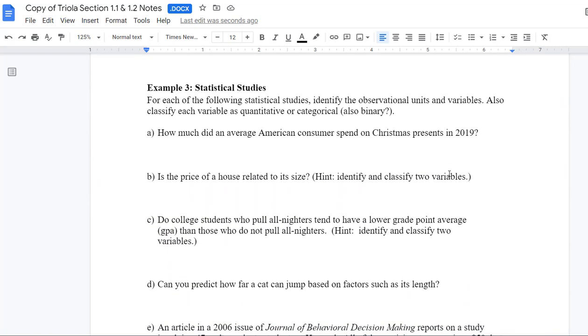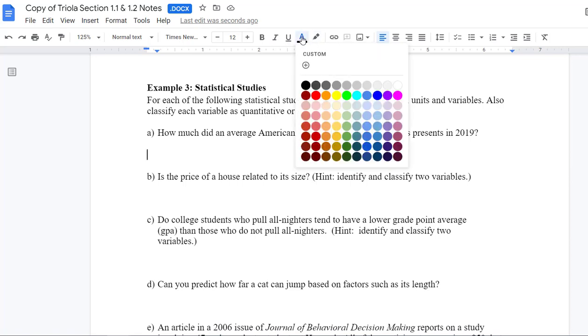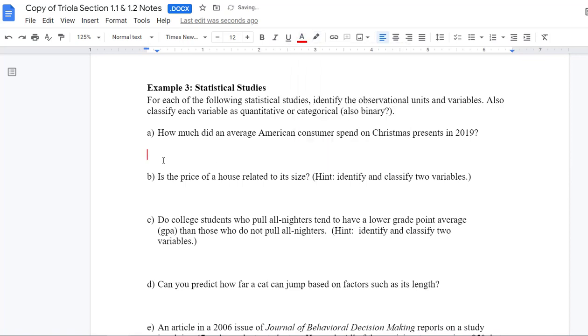The next example, statistical studies. For each of the following, identify the observational unit. So let's put our definitions, everything that we've learned, into practice. Identify the observational units and the variables and classify the variable as quantitative or categorical. Here, let's start with identifying the observational units. How much did an average American consumer spend on Christmas presents in 2019?